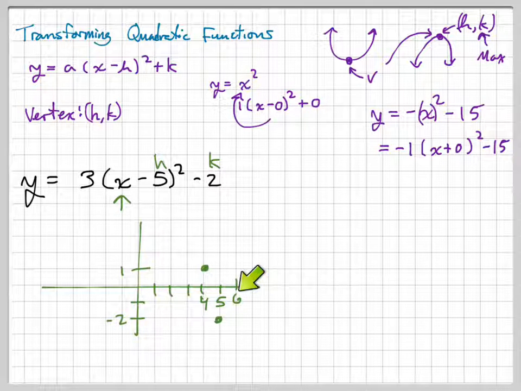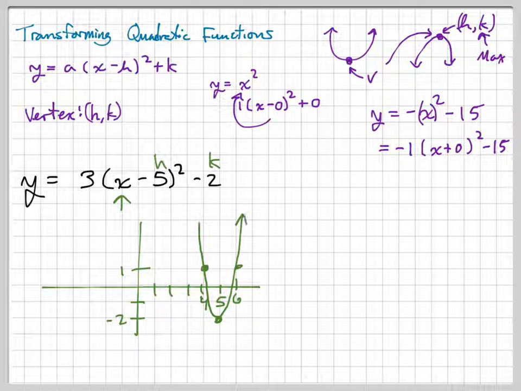And then I'm going to pick a 6. When I plug a 6 in, it's going to be 6 minus 5, which is 1. Squared, 1 times 3 is 3. 3 minus 2 is also 1. So it looks like our parabola would be something like that.